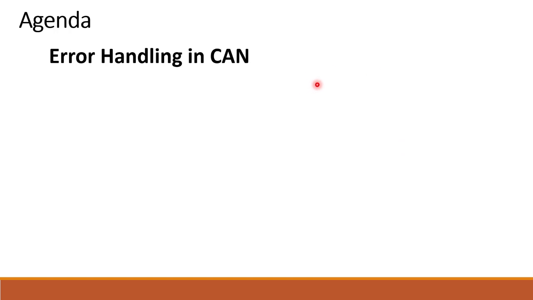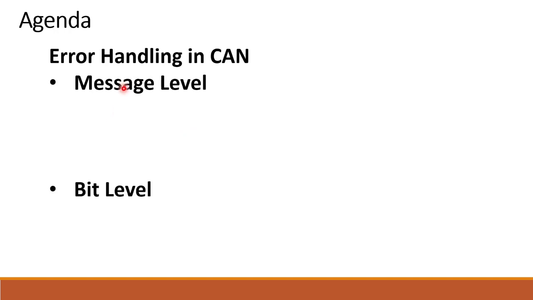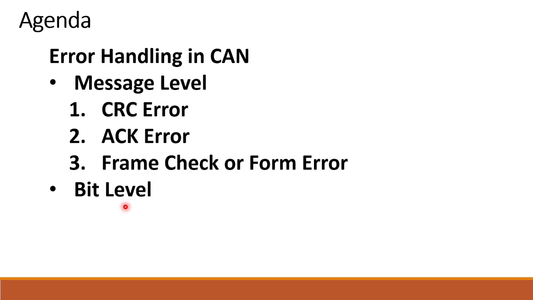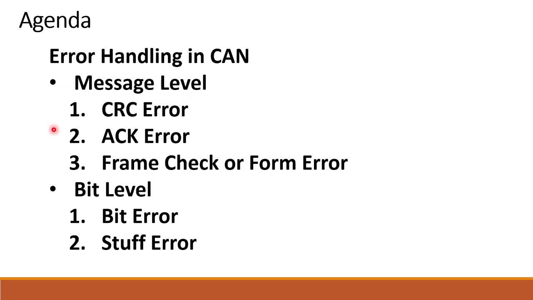Here we have mainly five types of errors that can be detected in the CAN protocol, which we divide into two levels. One is the message level and the other is the bit level. In the message level, we have three types of errors: CRC error, acknowledgement error, and form error, or frame check error. In the bit level, we have two types: bit error and stuff error. If we detect any one of the errors, we reject the existing message, drop it, and try to retransmit the same message. This way, error detection is implemented in the CAN protocol.